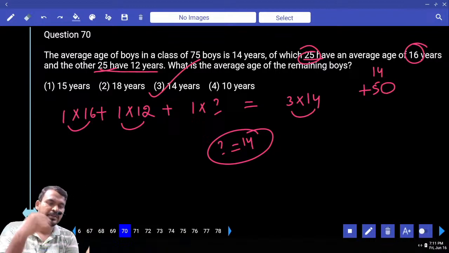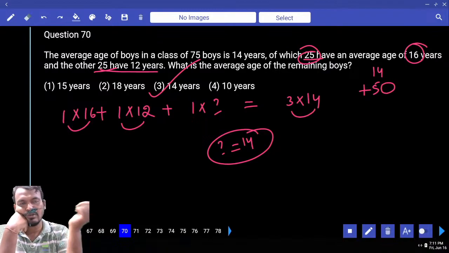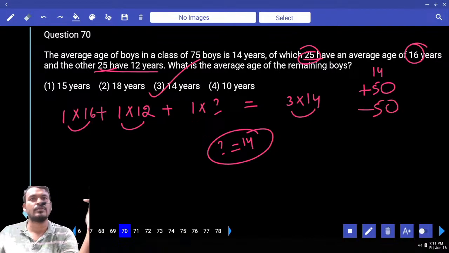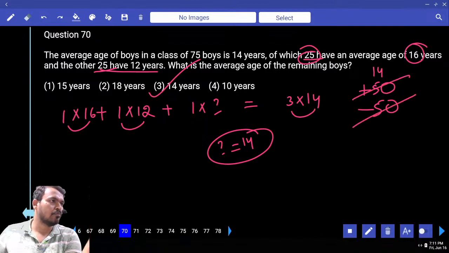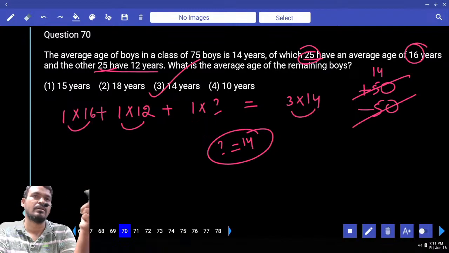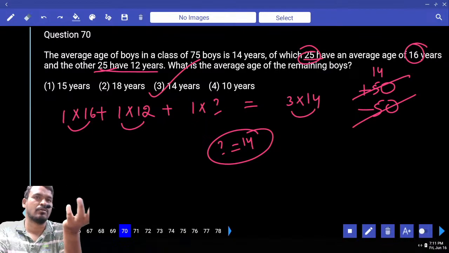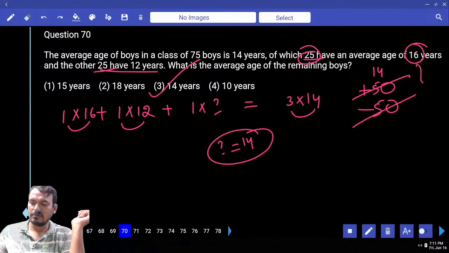Next 25 members average 12. Compared to the original average, 2 lesser, means each one 2 less. 25 persons, minus 50. Okay. 14 plus 50 minus 50. Plus 50 minus 50 cancel. What is the remaining? 14. Suppose if you are getting plus 1, what is the answer we write? 14 plus 1. If you are getting minus 1, 13. Okay. But you are getting plus 0. What is the answer? 14.